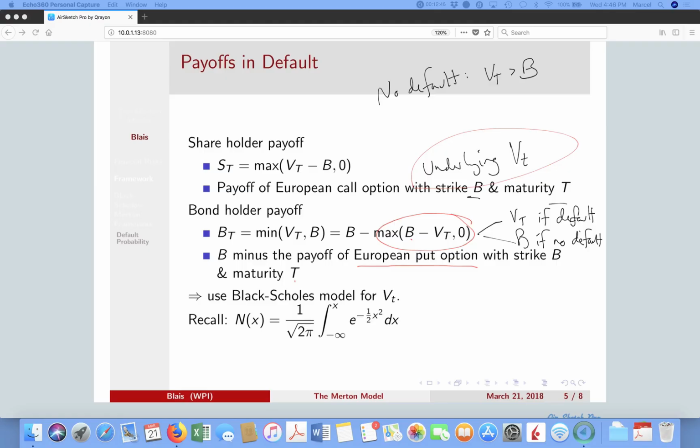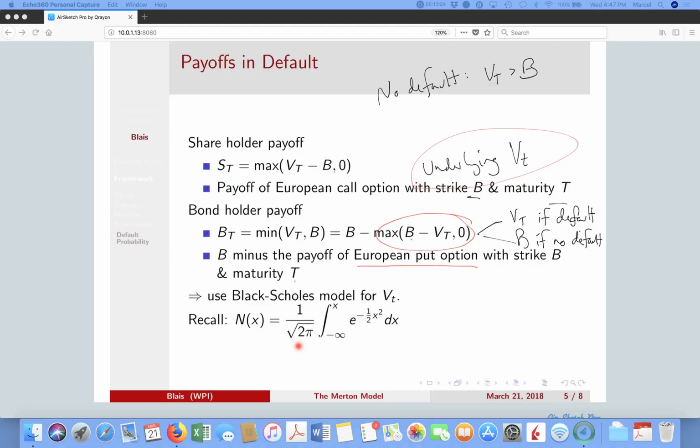So what we're seeing here now is that we have our shareholder payoff written as the payoff of a European call option, and then we have the bondholder payoff written as a function of a European put option. It's B, this constant B, minus the value of that put option. So this means that we can use technology from the Black-Scholes model to say something about the default of the firm. So we're going to have to remember our Black-Scholes model for an option price.